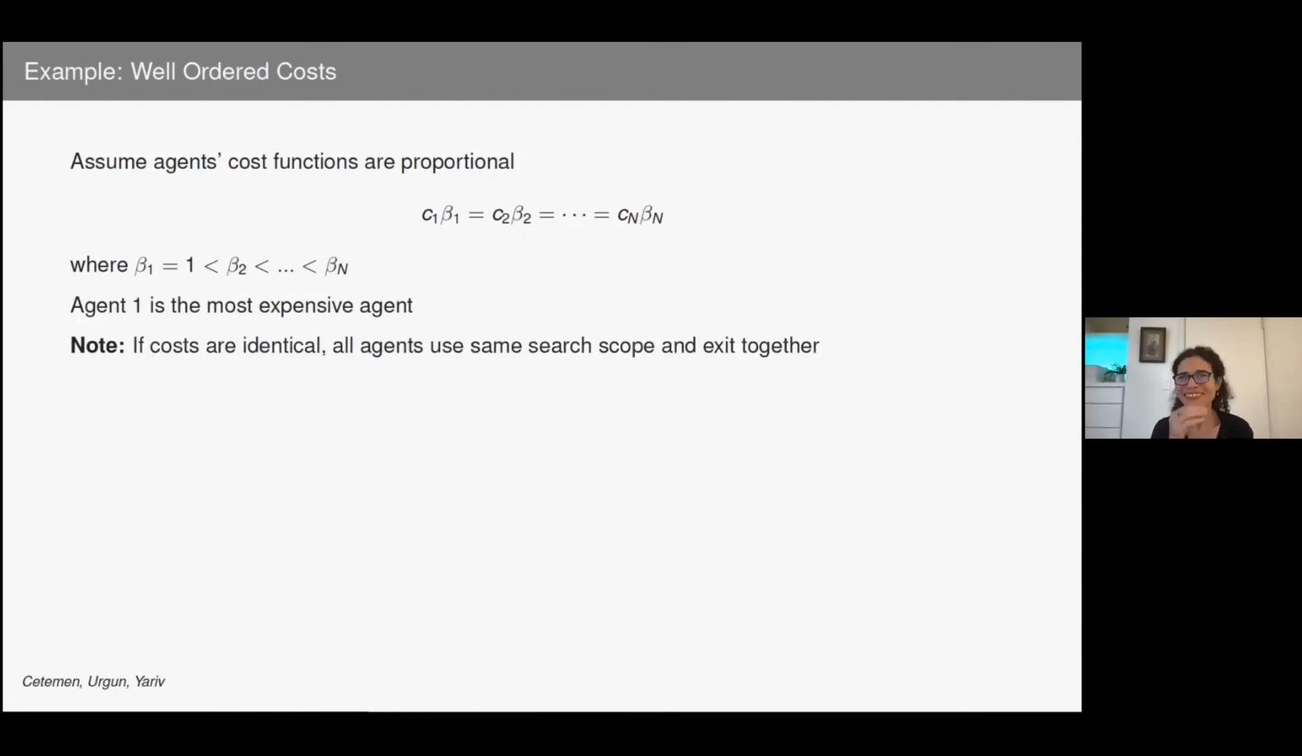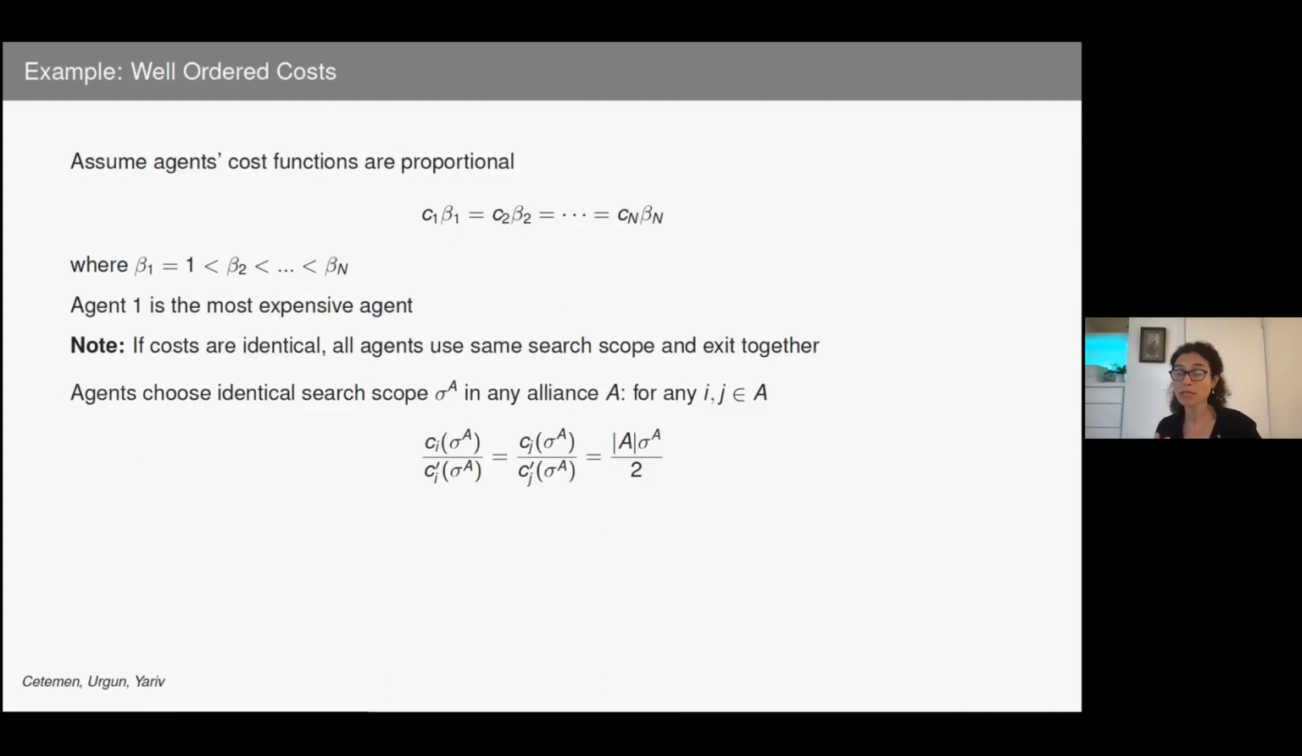Now, this is a good point to highlight what happens if costs are identical. If costs are identical, everyone uses the same search scope and they all exit together. But this is not terribly surprising, because if they're all the same, then naturally they're going to exit together. That seems very intuitive. What will be interesting for us is if we see these clustered exits even when we have full heterogeneity of costs. In this case, agents, as it turns out from our Proposition 1, choose identical search scopes. Recall that the search scope depended only on the ratio of cost to marginal cost, so these multipliers make no difference whatsoever for this ratio.